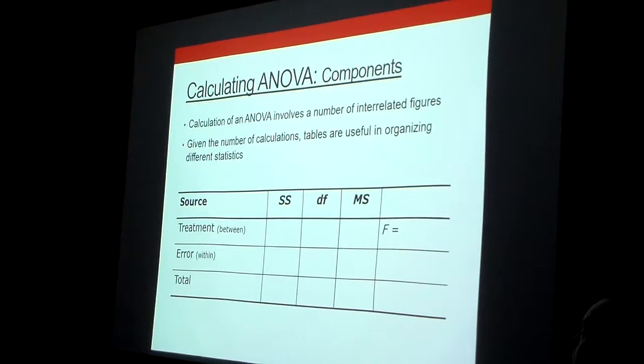So, when we want to go through and calculate our ANOVA model, we've got a number of different figures. The nice thing is these figures are all interrelated to one another, okay? Because there's a lot of different figures that we're going to be calculating, it helps to set this up in a table to organize this. What we're going to have is between treatment effects, within treatment effects, total effects. We're going to go through and calculate standard sum of squares, degrees of freedom, and some mean squared statistics, all to get our F value here.